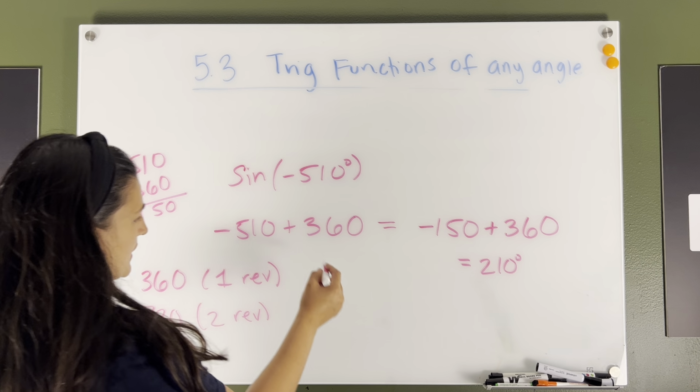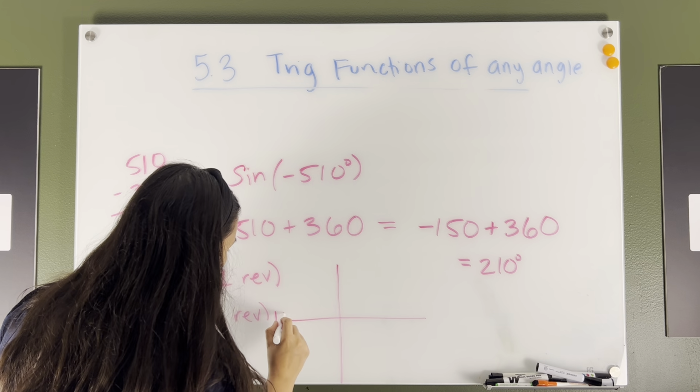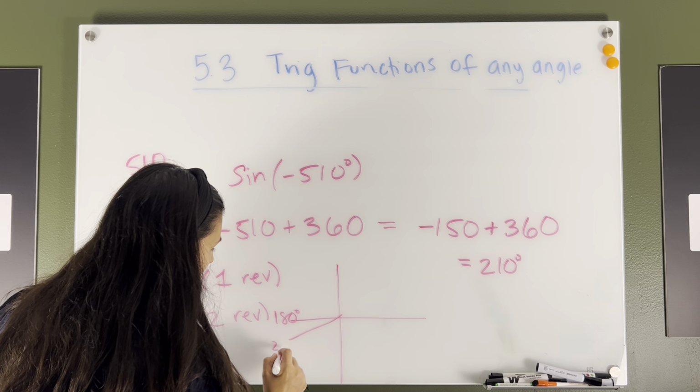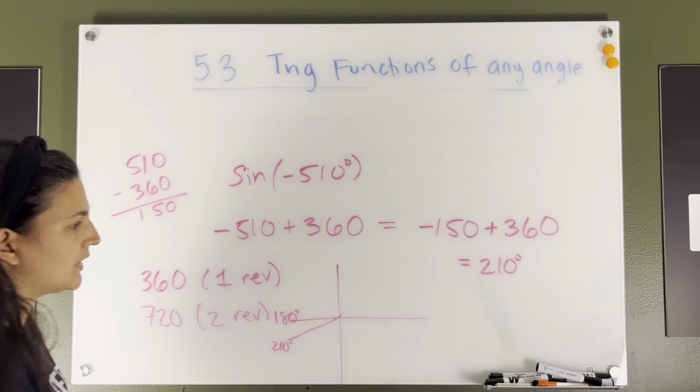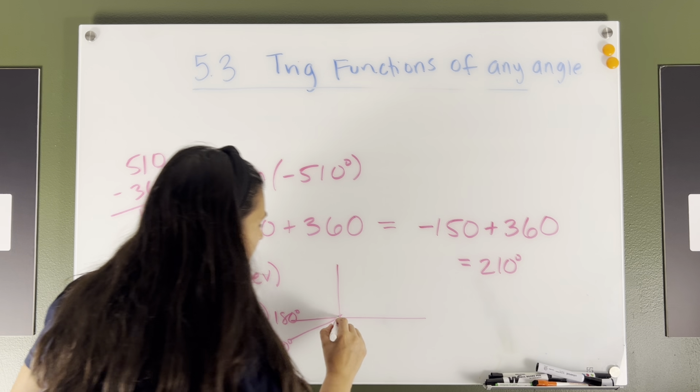Okay, so 210 degrees, where is that located? Well, 180 degrees is right here. 210 degrees would be right there. Again, if you need a trig for the unit circle, start at 30.